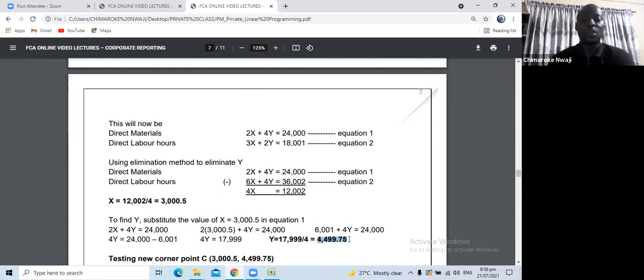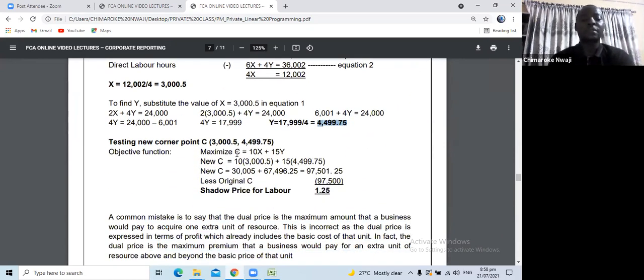Then substituting that value, we'll get our Y to be 4,499.75. Once again, we test by bringing the contribution factor, the objective function, and we look at the values of X and Y and input them where necessary. And if you look at it here, it gives us 97,501.25. When we less it from the original contribution of 97,500, we have 1 naira and 25 kobo. So you see your shadow price.